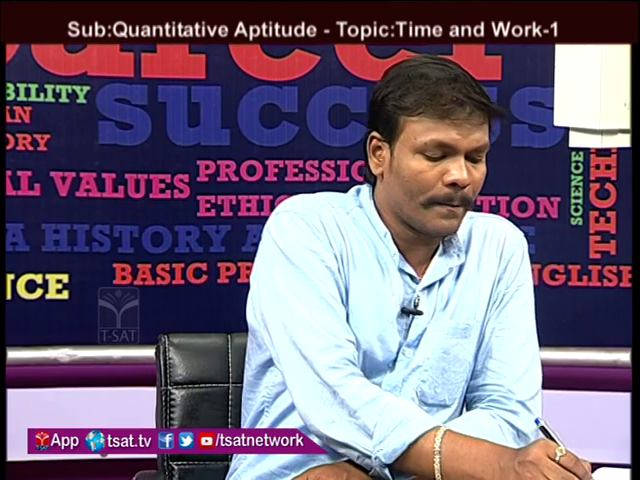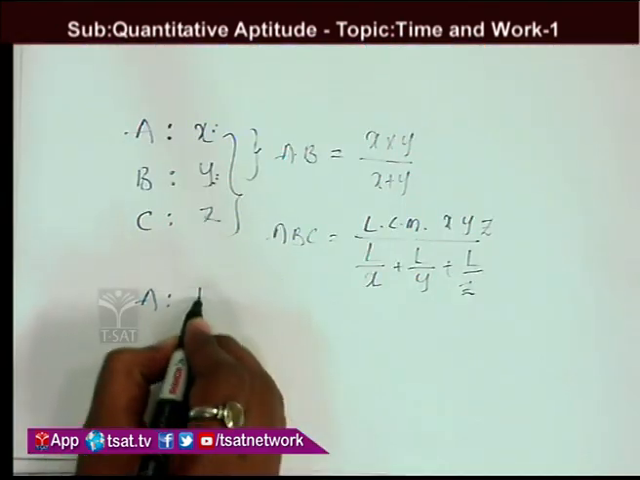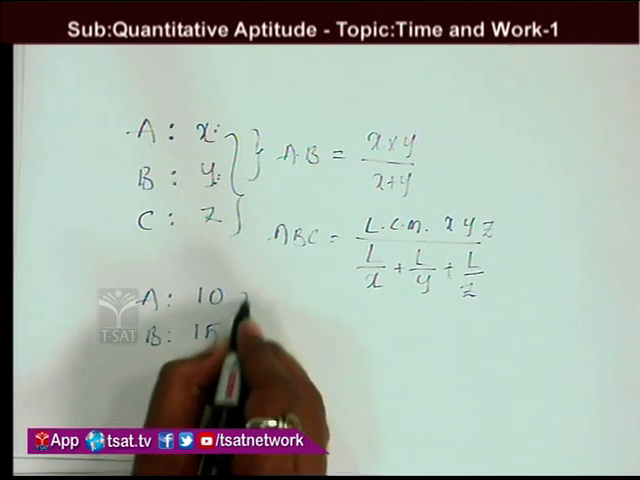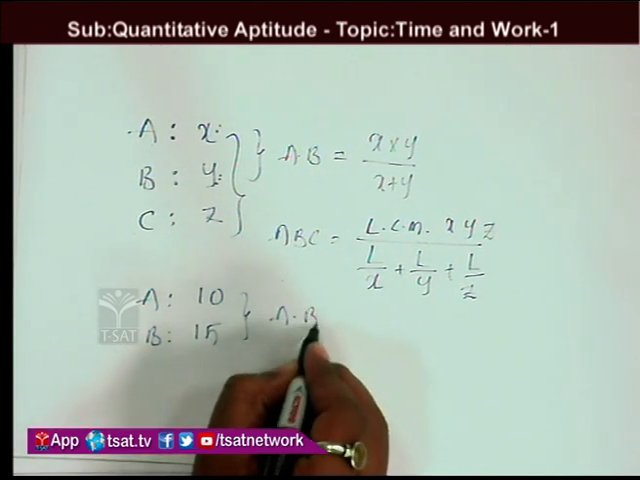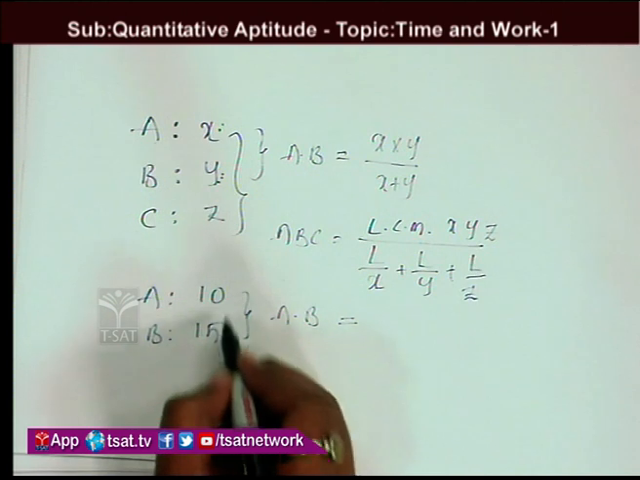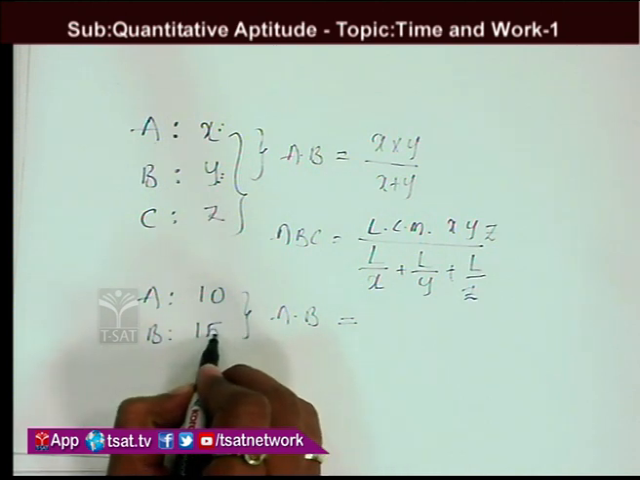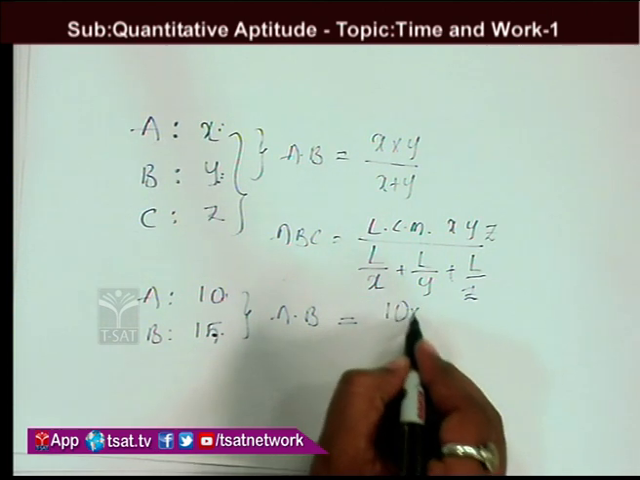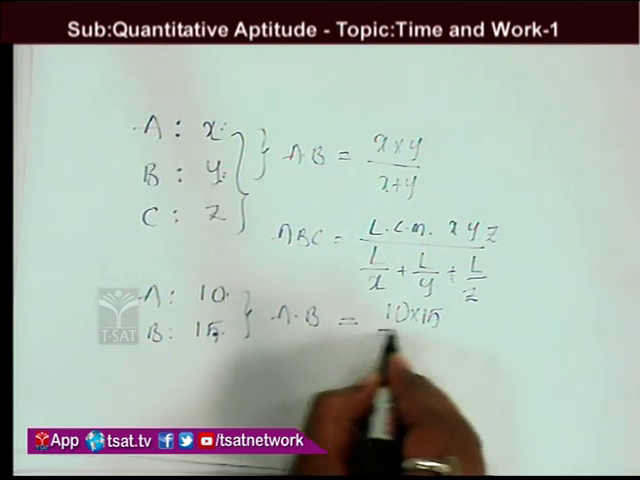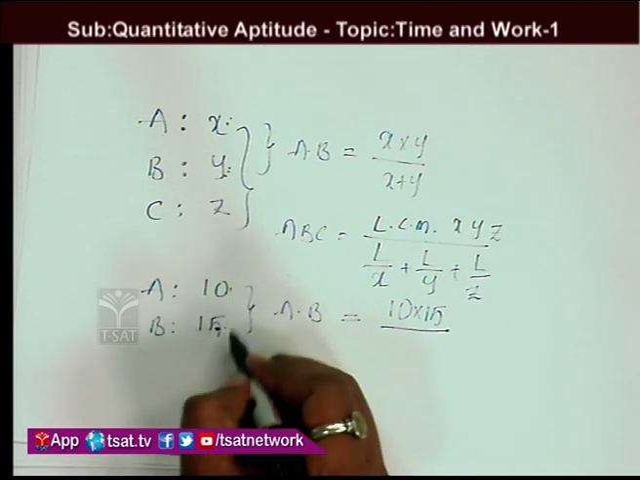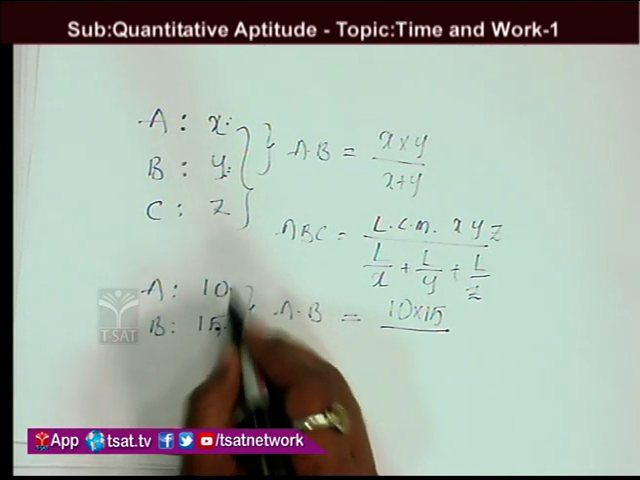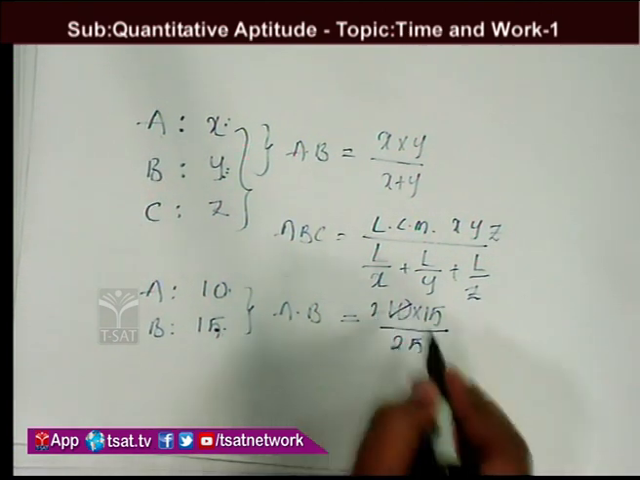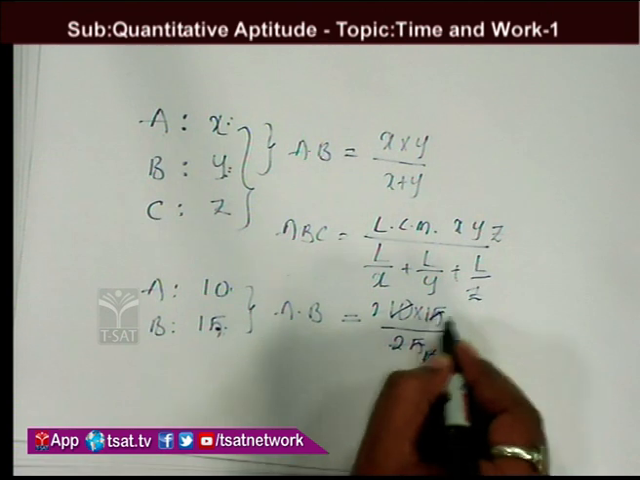For example, if A can complete the work in 10 days and B can complete the work in 15 days, in how many days will both together complete the work? When we have two values, we take multiplication in the numerator, that is 10 into 15, divided by, since they are working together, the sum of both values, which is 25, that is 5 2s, 5 5s, 5 3s.